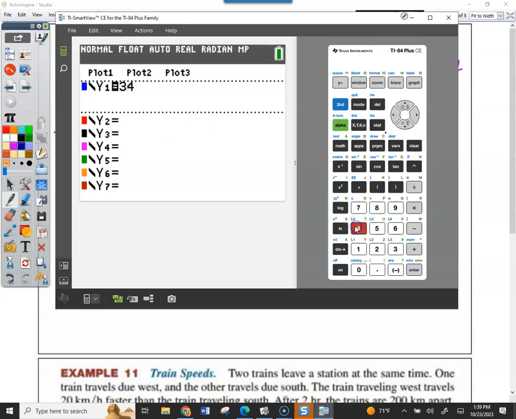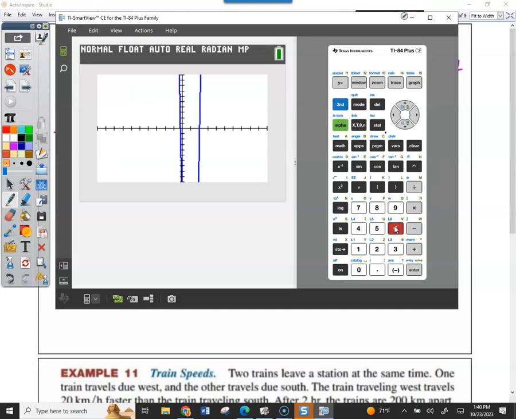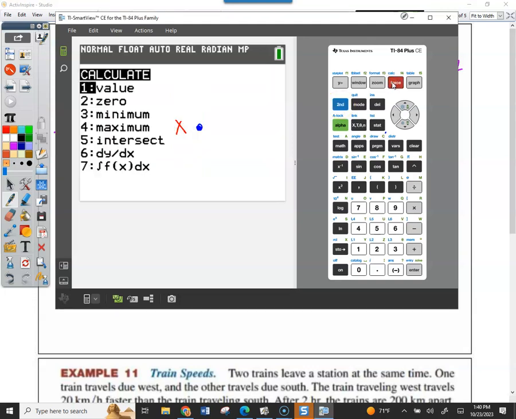What do we have? 34x squared minus 59x minus 18. Zoom 6. Which one can I throw out? I can throw this one out, and I'm going to check this one. Looks like 2. Let's check it. Second calc, zero.